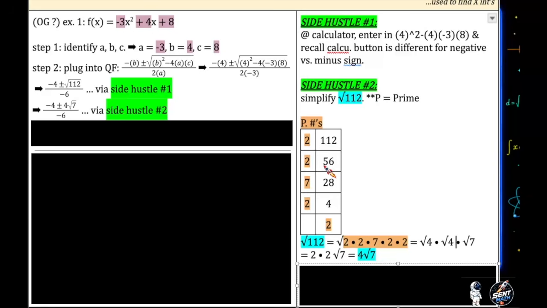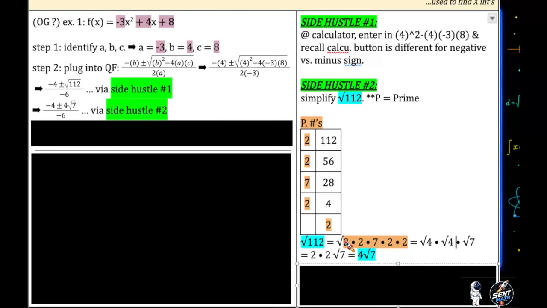I'm going to choose to divide 2 into 56. Again, you can choose 7 here. 2 goes into 56 28 times. Here I decide to choose 7. 7 goes into 28 4 times. And 2 goes into 4 2 times. So all these orange highlights written out horizontally becomes 2, 2, 7, 2, 2. And when you multiply these, you get 112.